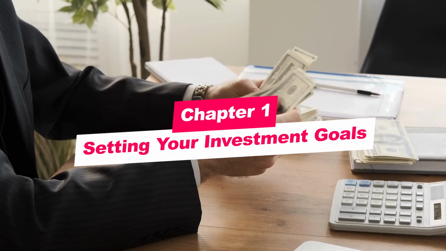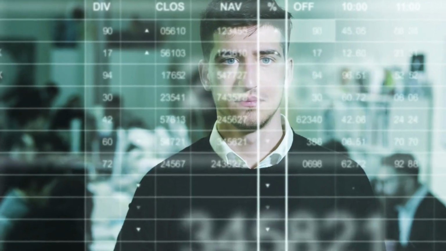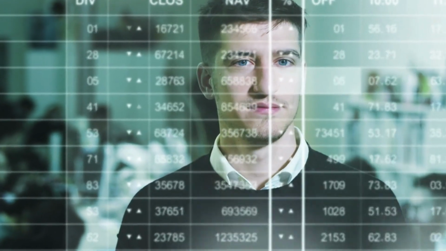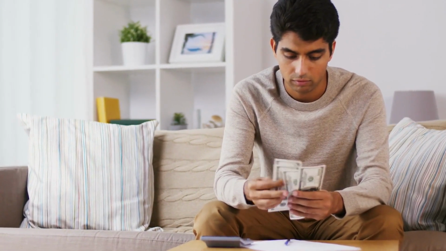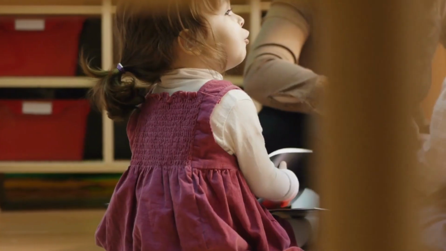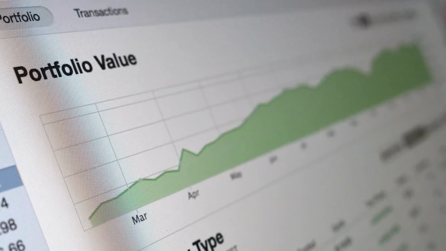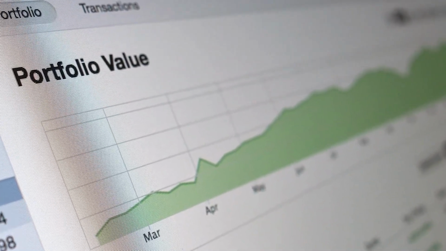Chapter 1. Setting your investment goals. First and foremost, it's essential to have a clear understanding of your investment goals. Think about both your short-term and long-term objectives, such as saving for retirement, buying a house, or funding your child's education. With your goals clearly defined, you can create a diversified portfolio that aligns with those targets.